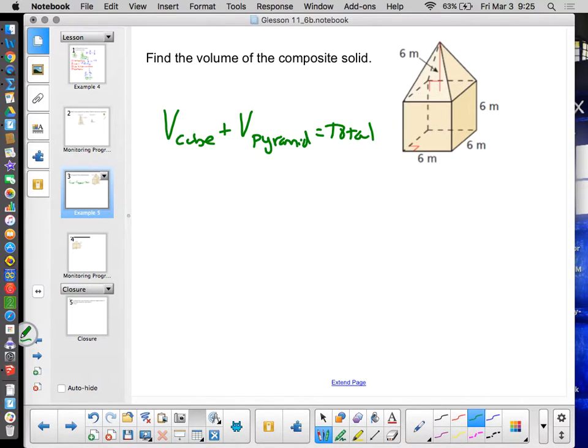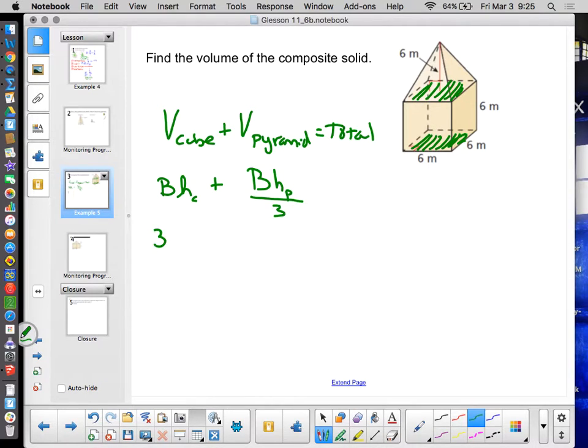Now I need to know how to do that. Well, the volume of the cube is base area times height. The volume of the pyramid is base area, and that's by the way the height of the cube, times the height of the pyramid divided by 3. Now here the height of the cube and the height of the pyramid happen to be the same, and we're going to use this for our base because it's the same base that's here. So the base areas are the same also. That makes life a little simpler. And what makes things even simpler still is that base is a square.